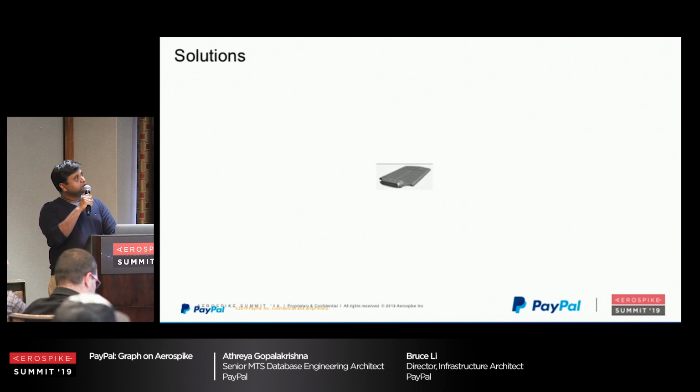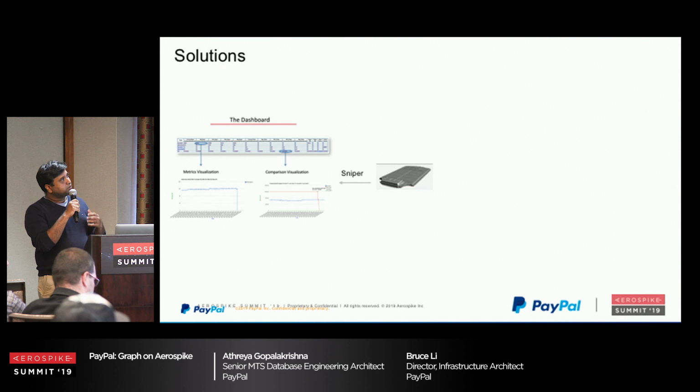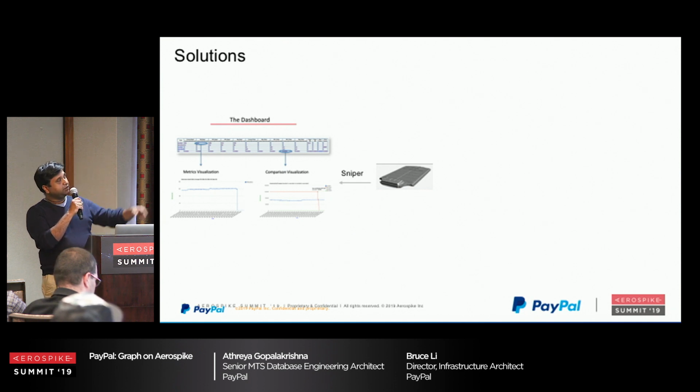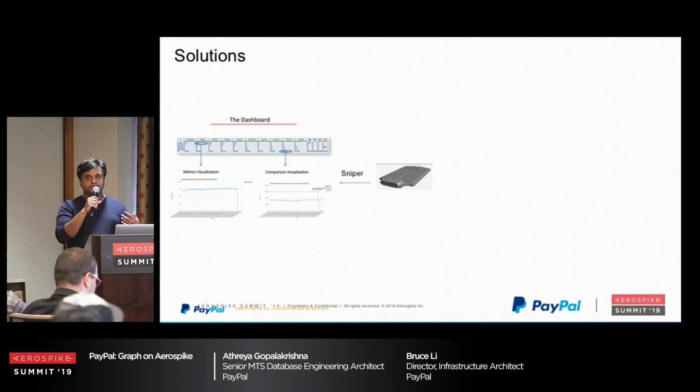So the solutions we put together are also very custom client-type solutions. We built a homegrown, specific client, and we call it Sniper internally. This can do comparison tests. In real time, we can spin up multiple client agents, and each of these colored lines, in this case a blue line versus a red line, is actually doing a comparison test. And in real time, we can graph it out.